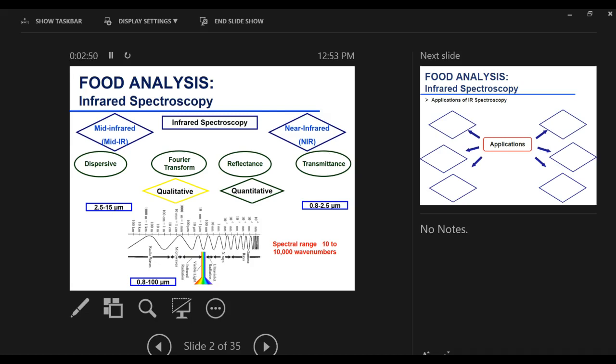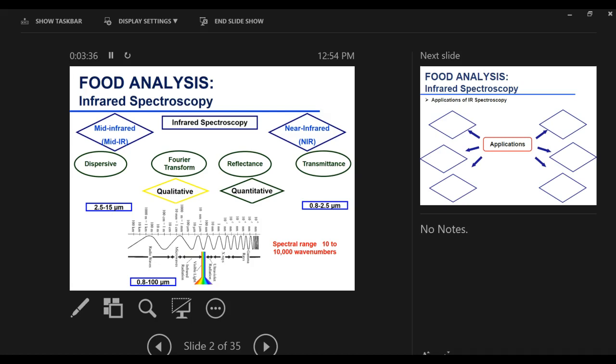So the wavelengths here are longer than the wavelength from the UV vis. And because they're longer, they carry less energy. And because they carry less energy, they will not be able to excite the atoms and the molecules in the electronic state. So you won't get electrons excited in this range. The energy is sufficient to cause vibrational energy excitation. That means bending and stretching of the bonds.